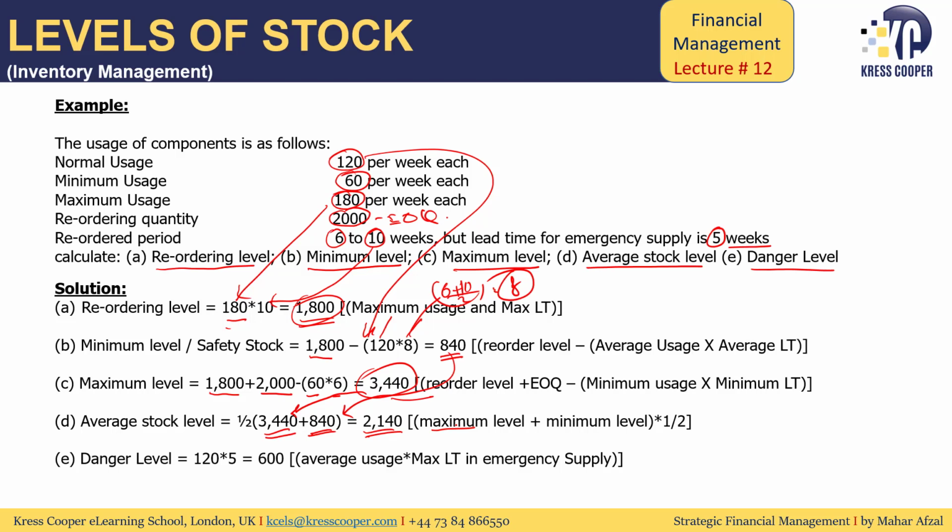Danger level, as we discussed earlier, is equal to average usage. Average usage is equal to maximum usage 180 plus minimum usage 60 divided by 2, which is equal to 120, and the lead time for the emergency supply is 5 weeks. So this is giving me 600. This 600 is the danger level of the stock.